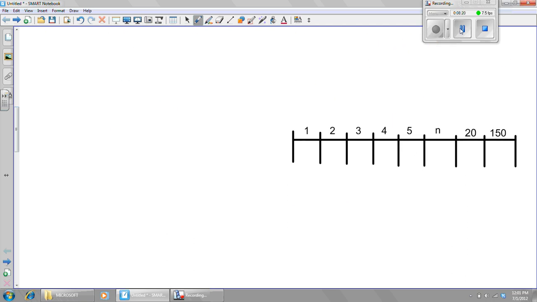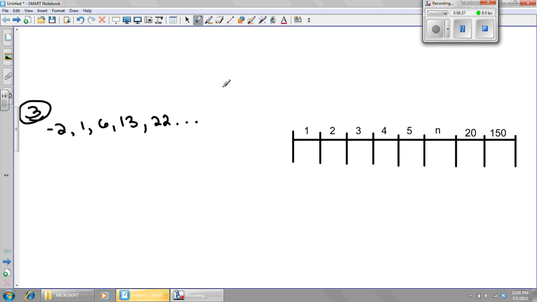All right, let's try another example. Say we have the pattern -2, 1, 6, 13, 22, on forever. Looks like I forgot a comma there. Again, I'm going to copy them into my table over here. And go find my first differences. It looks like I've got plus 3, plus 5, plus 7, plus 9. Oh, it looks very familiar. I'm going to get plus 2, plus 2, plus 2. The second differences are all the same.